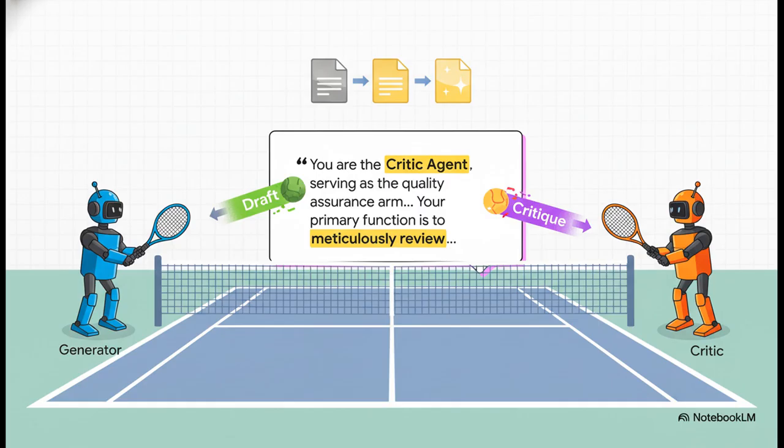See, the critic isn't just told, hey, check the code. No. It's given a very specific, very powerful system prompt. It's told it is the quality assurance arm. Its job is to meticulously review and challenge everything. This isn't just a hint, it's its entire identity. That's the secret to getting incredibly high-quality, actionable feedback.